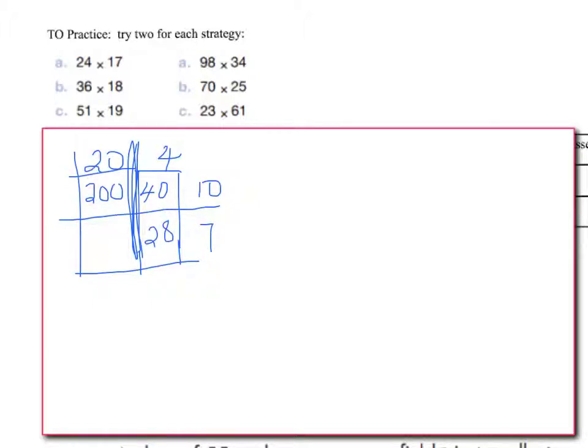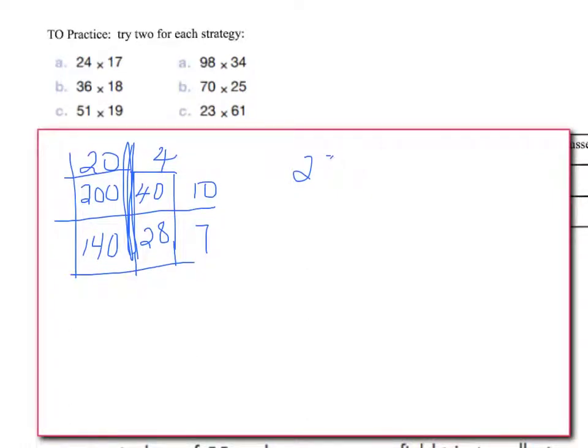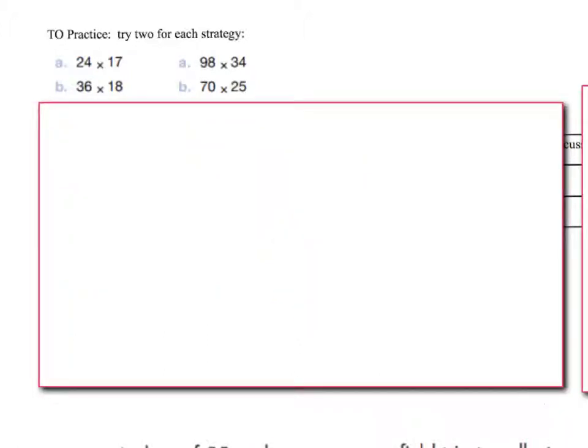And in this box, it's 20 times 7. Well, 2 times 7 is 14. I took off 1 zero, so I'm adding that 0 back on. And now, of course, I need to add all of those up. So 200, 140, 40, and 28. I would add those up. 8. 4 plus 4 is 8, plus 2 is 10, carry the 1, 2 plus 1 is 3, plus 1 is 4, 408. All right, let's try our second one with grid method.